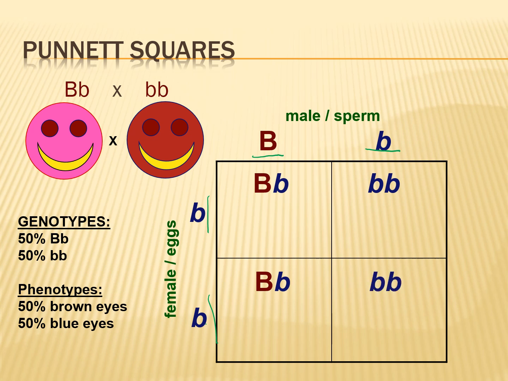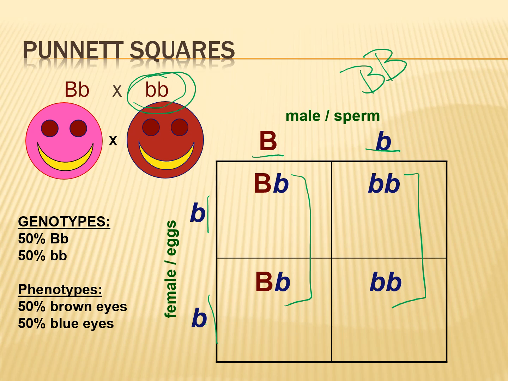So with this cross, where you had one parent who had blue eyes, you have a 50% chance of having a child who is homozygous recessive with blue eyes. And then the other 50% is heterozygous with brown eyes. You see, with this cross, there's no way you can get a big B, because this parent only has little b's. So all offspring are going to have at least one little b.